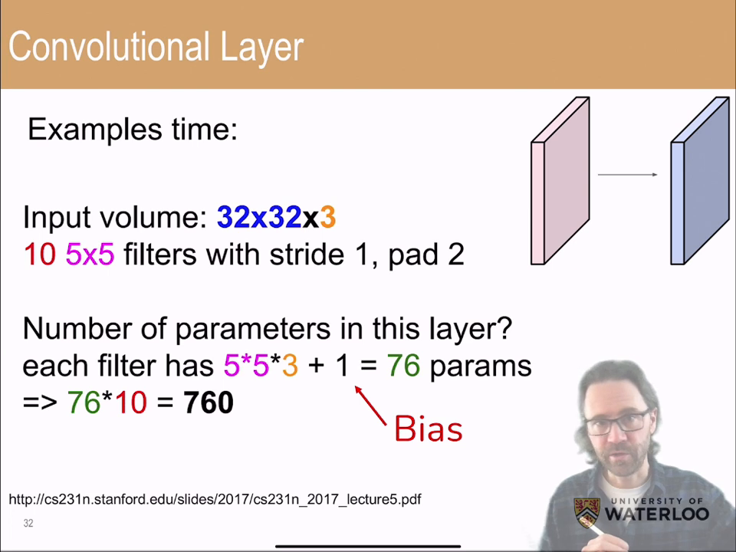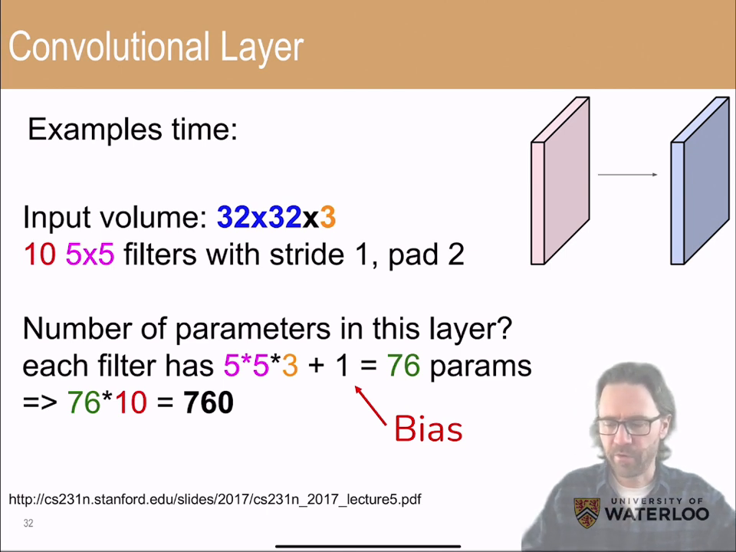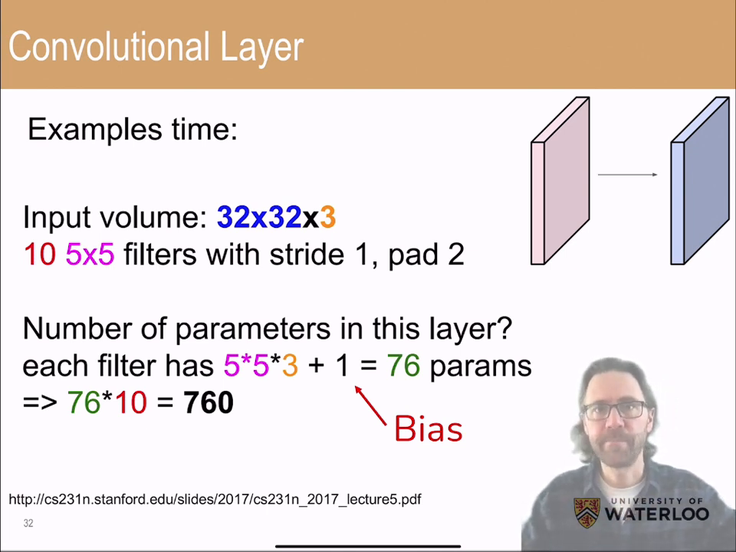So this is just to remind you that there's a bias. Each kernel has its own bias. It's not that each neuron in the hidden layer has its own bias. Each kernel has its own bias.